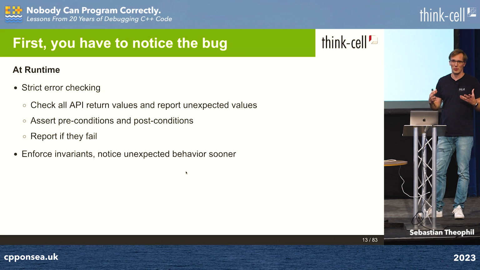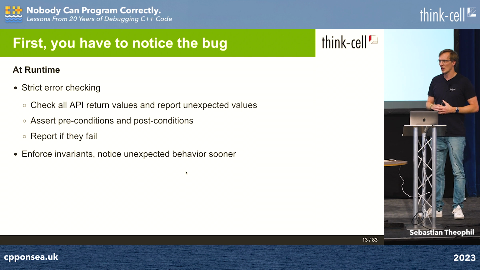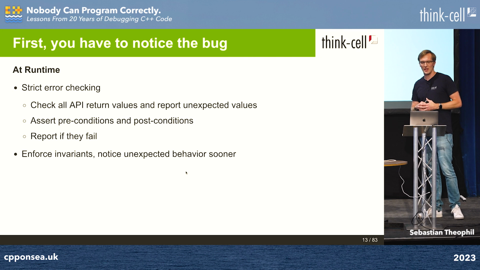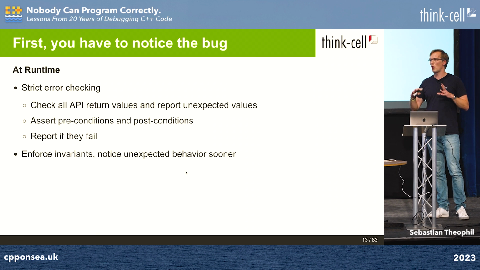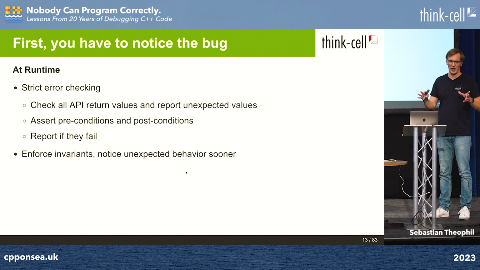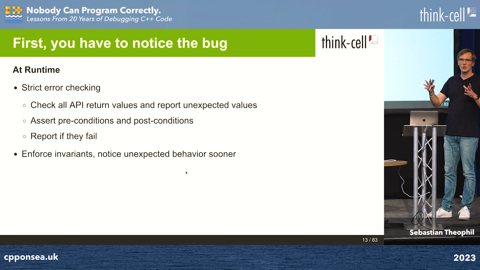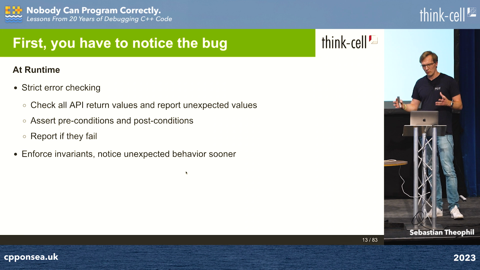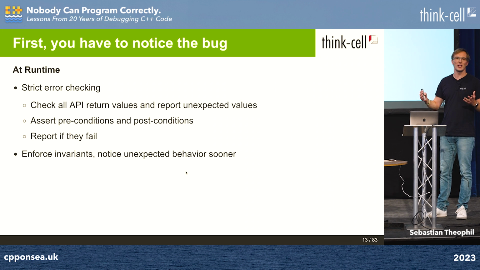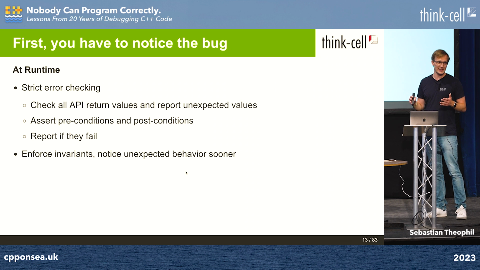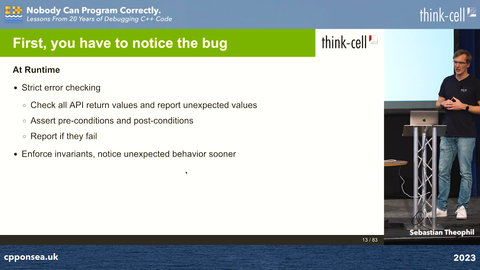And you have to find out if your program does something wrong at runtime. So what we do at ThinkCell, for example, is that we have a very strict error checking policy. So we check all the API return values for whatever API you call, and we would always distinguish between expected and unexpected return values. So let's say you call create file. Create file can always return you don't have the privileges to create that file. That is probably an expected case that you have to handle.